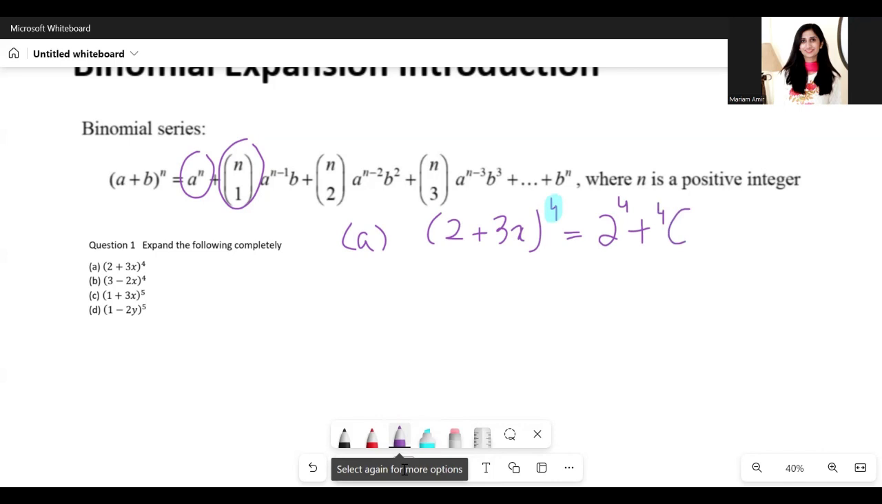So 4C1, then the first term of the bracket, which is a, which is 2 for our case, and the power is n minus 1. That means 4 minus 1, which is 3. And then the next term, which is 3x in our case. And then the power is this value here, which is going to be 1.